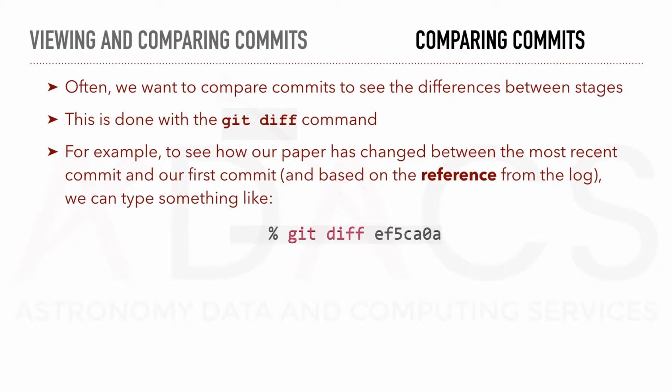Often, we want to compare commits to see the differences between stages. This is done with the git diff command. For example, to see how our paper has changed between the most recent commit and our first commit, and based on the reference from the log, we can type something like this.